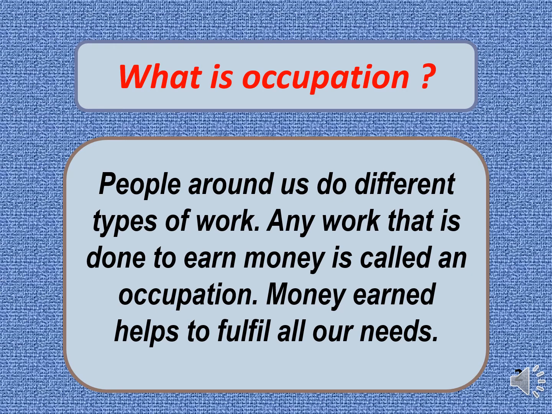Students, do you know what are the three basic things which we need to live? Yes, it's food we eat, clothes we wear, and shelter we live in. And to fulfill all these needs, what we need? Yes, we all need money. So do you know that people do different types of work only to earn money? For example, your father and mother are going to work. Why are they going to work? They are going to work to earn money. And any work that is done to earn money is called an occupation.